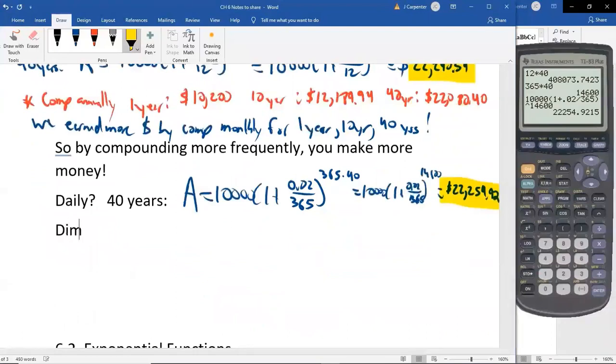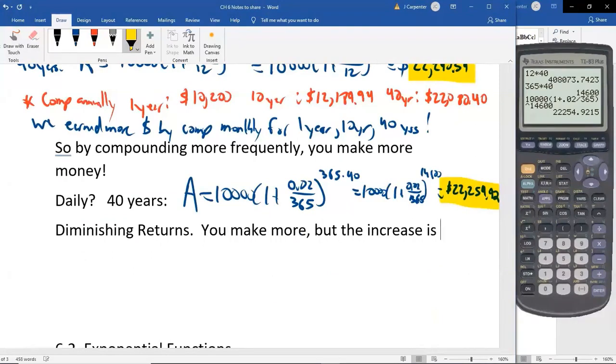This is known as diminishing returns. Diminishing returns means you make more, but the increase is becoming shallower, becoming smaller each time.